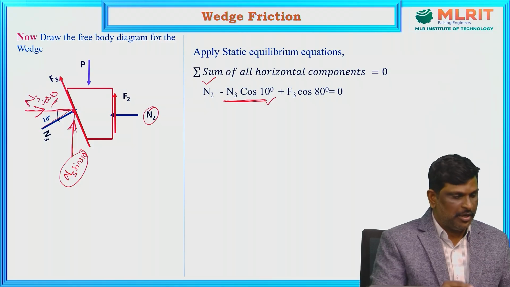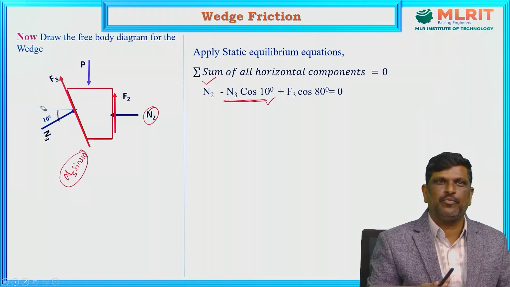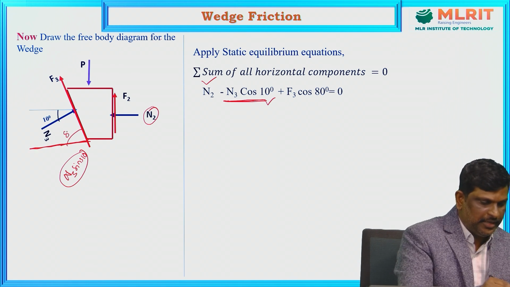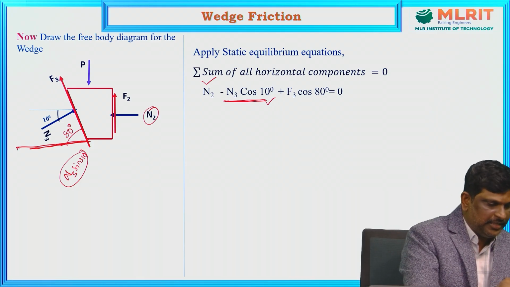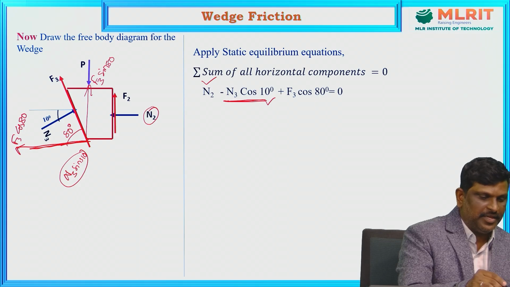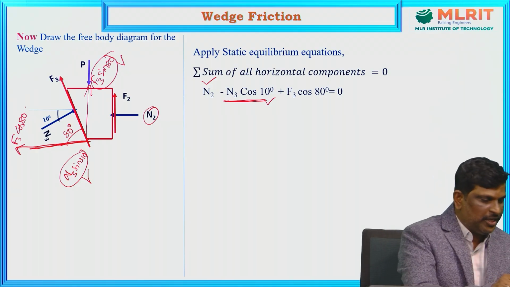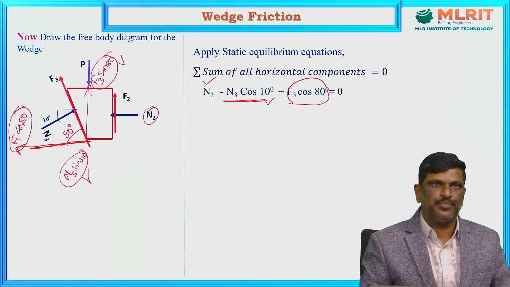Now similarly, look at F3. What is the horizontal component of F3? Directly, F3 is making an angle of 80 degrees to the horizontal. So the horizontal component for F3 is F3 cos 80, and the vertical component is F3 sin 80. This vertical component we will consider in the vertical components. Now consider only horizontal components, F3 cos 80.